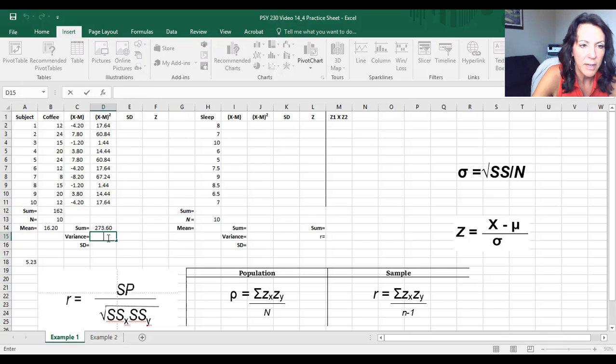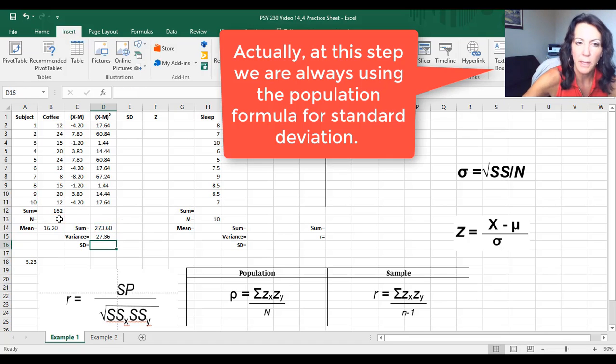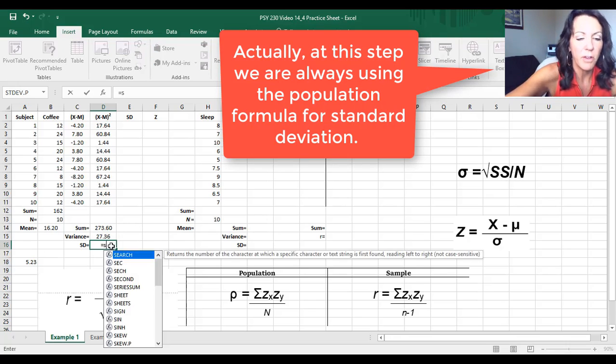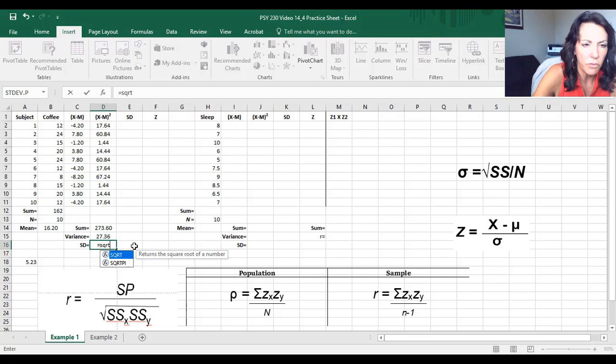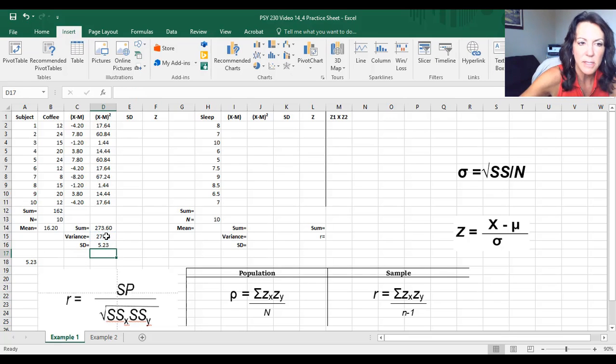And to find variance, I take the sum of squared deviations divided by 10 when we're dealing with a population. And to find standard deviation, I'm going to find the square root of that variance. Hopefully this is review for you. If not, you might just want to revisit this a little bit. The square root of the variance is standard deviation. Our standard deviation is 5.23.